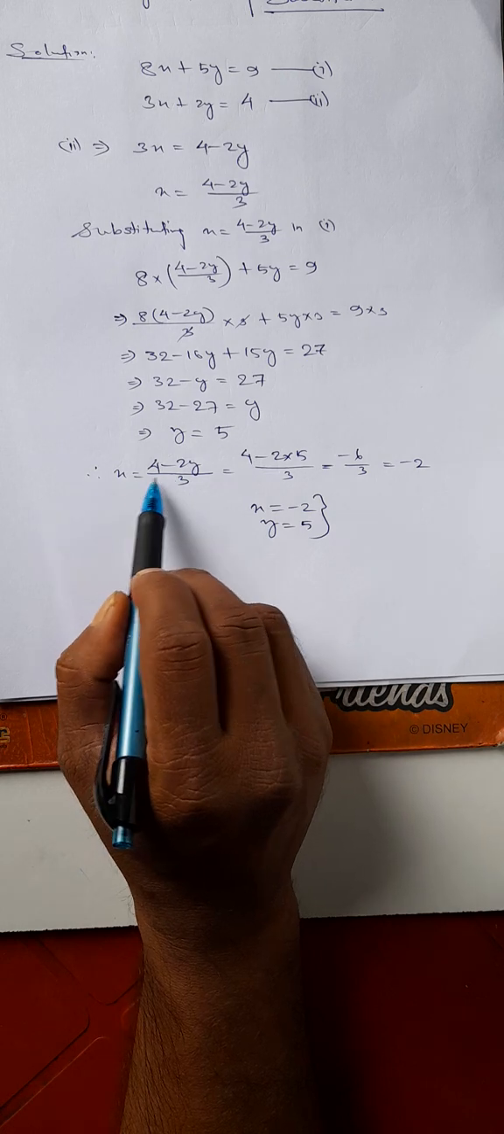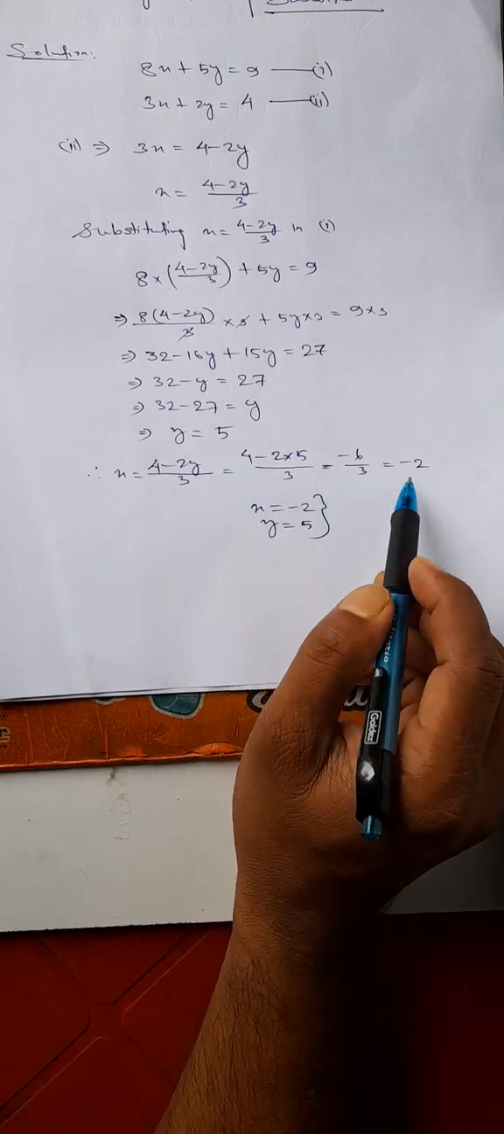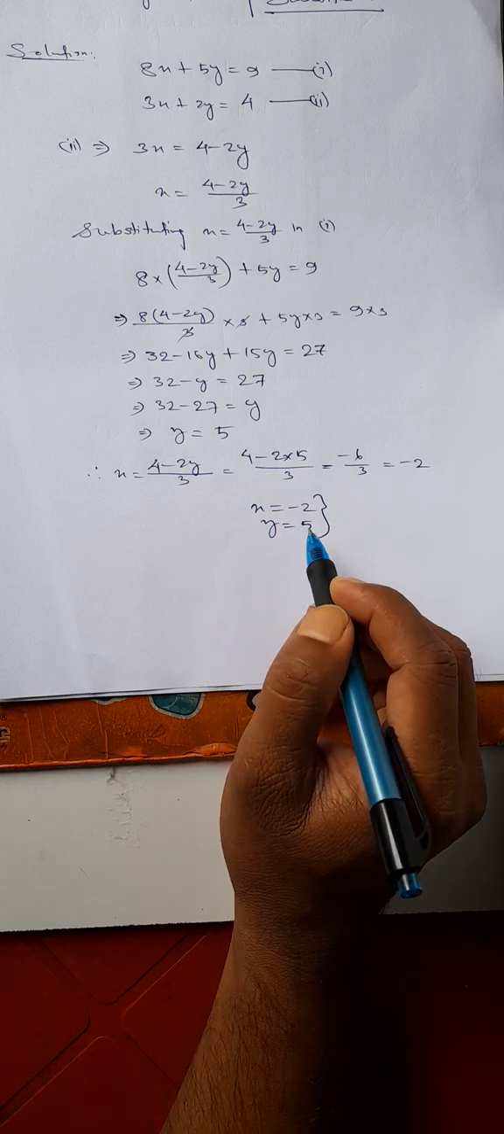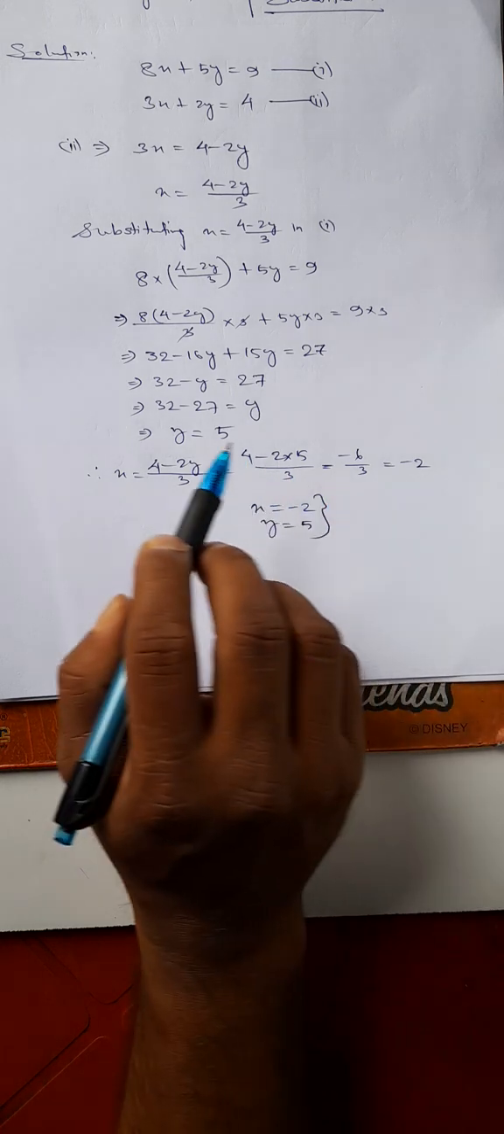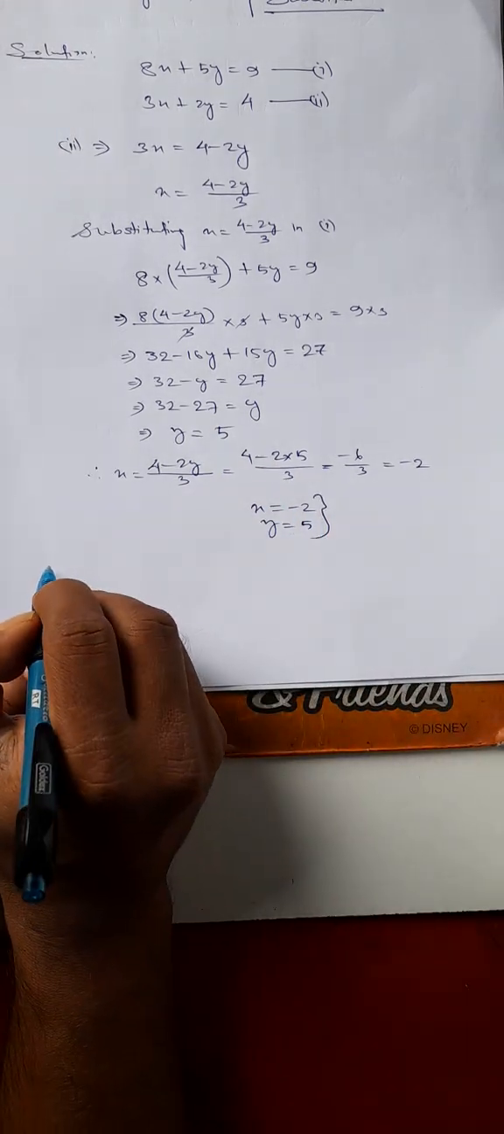So substituting the value of y, we got x equal to minus 2. So x equal to minus 2, y equal to 5 are the solutions of this pair of linear equations in two variables. Now let's check.